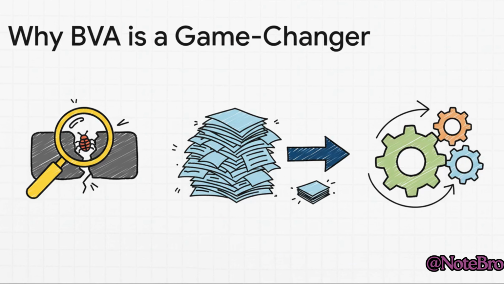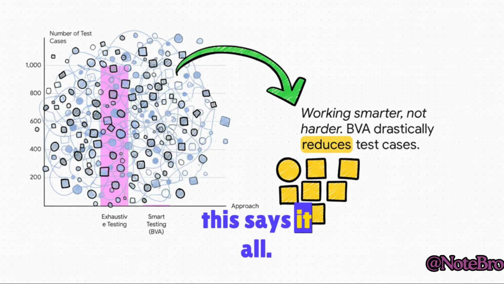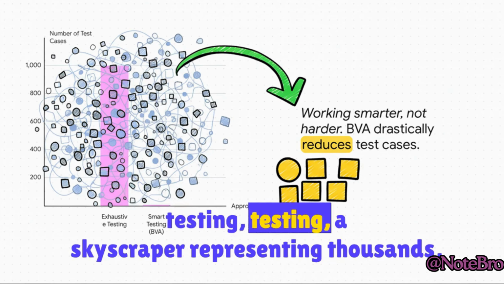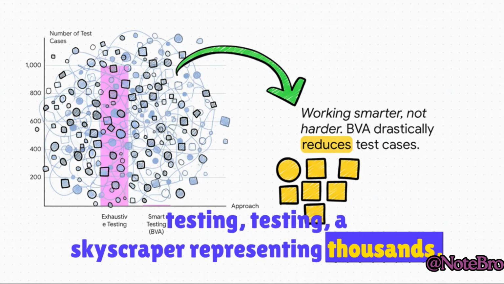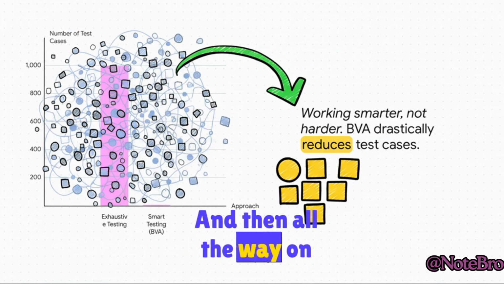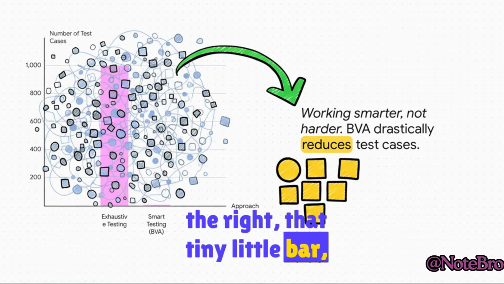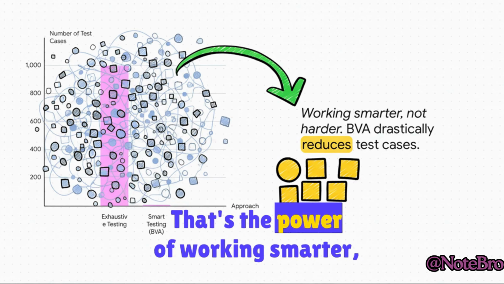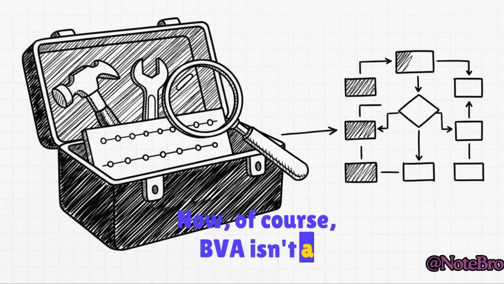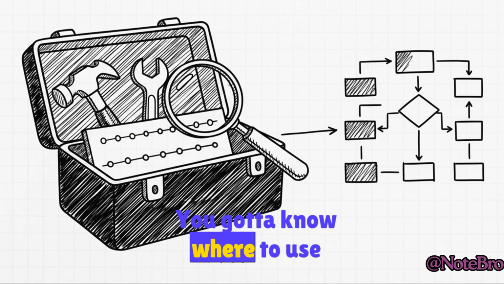And if you want a visual, this says it all. Look at that difference. On the left, you have exhaustive testing, a skyscraper representing thousands, maybe even millions of tests for a complex system. And then, all the way on the right, that tiny little bar, that's BVA. That's the power of working smarter, not harder. Now, of course, BVA isn't a silver bullet. You gotta know where to use it.